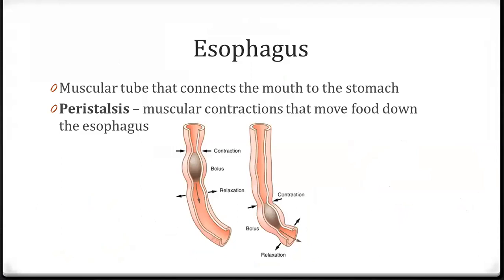Okay, the esophagus is the muscular tube that connects the mouth to the stomach. And peristalsis is the muscular contraction that moves your food down the esophagus.